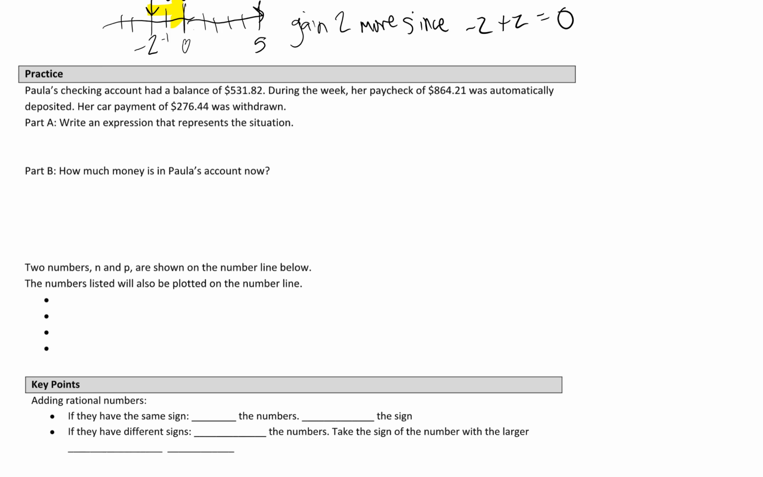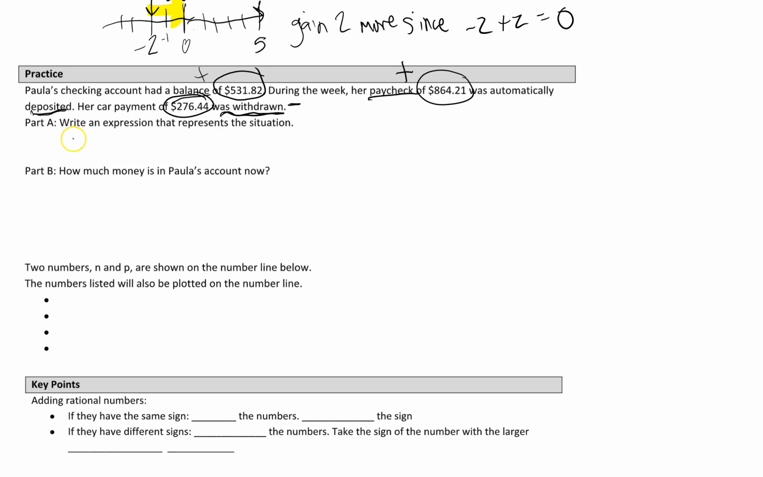All right, Paula's checking account had a balance of $531.82. Balance, since this number is positive, we can just say it's positive because balance is just how much money she has. During the week, her paycheck of $864.21 was automatically deposited. A deposit is when you add something to your bank account, and a paycheck, you make money, so this is a plus. Then her car payment of $276 was withdrawn. This one is a payment, so she was spending money on something, and withdrawn also means take this out.